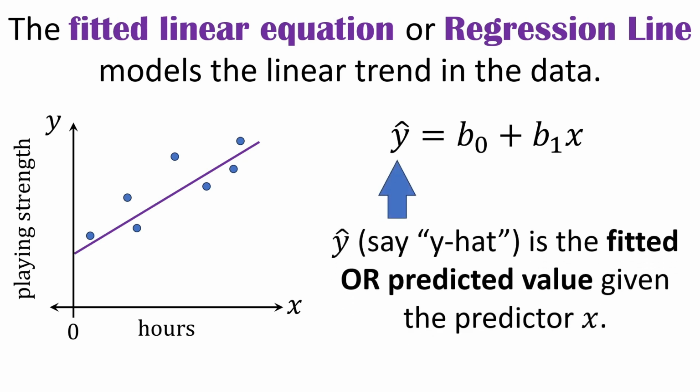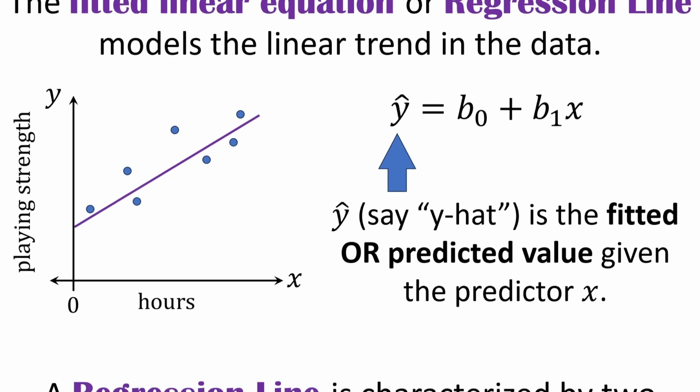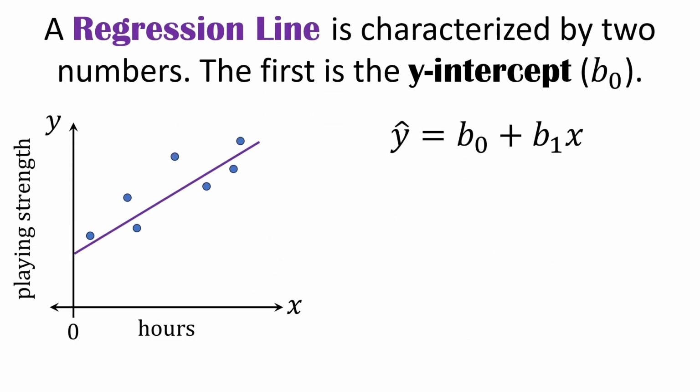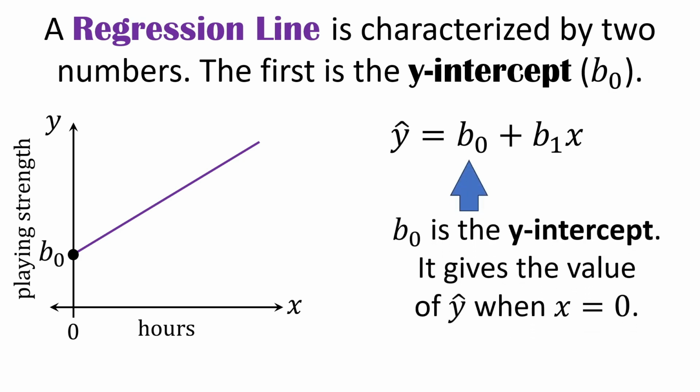So first of all, we have this thing we call y hat. This is the fitted or predicted value given the value of a predictor x. Next, the regression line is characterized by two numbers. The first is the y-intercept. We give that the symbol B0. The y-intercept is the place where that line of best fit crosses the y-axis when x is equal to 0. So B0 is the y-intercept. It gives the value of y hat when x is equal to 0.